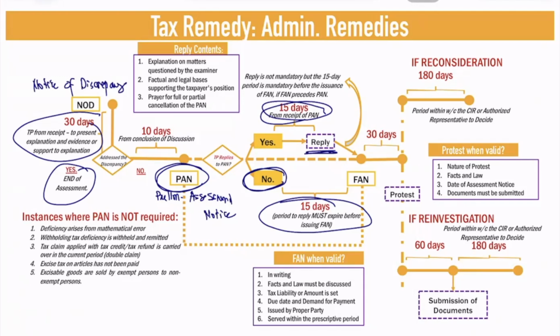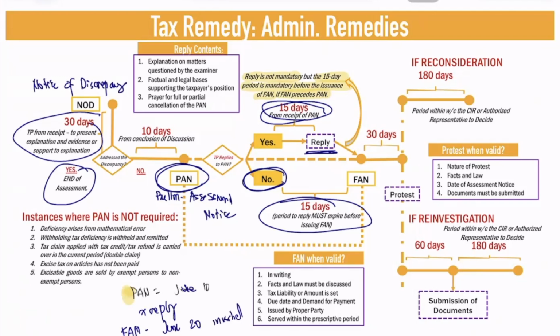So kaya nilagay ko dito, reply is not mandatory, but the 15-day period is mandatory before the issuance of FAN if FAN follows PAN. So in short, if there's a PAN, the BIR cannot issue a FAN before the expiration of the 15-day period. So for example, PAN is given June 10, right? So assuming there's no reply, what is the effect if ever FAN is provided on June 20? Pwede bang mag-issue si BIR ng FAN ng June 20? No, that is considered invalid.